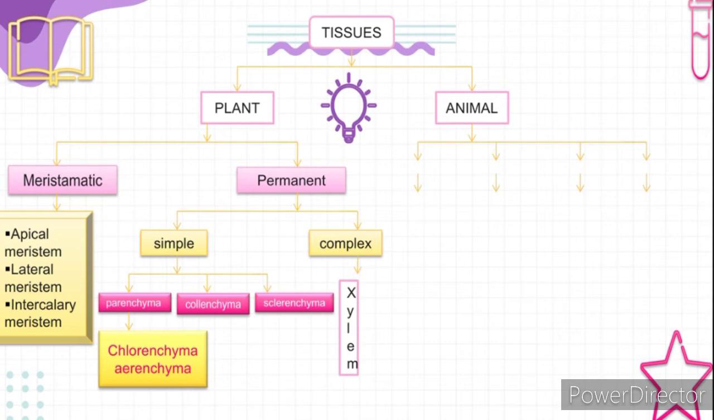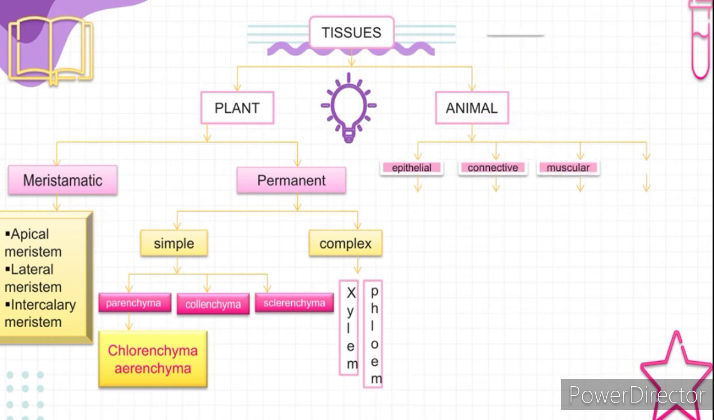Complex tissues are of two types: xylem, and the second type is phloem, and their function is to transport water and food. Now let us come to animal tissues. There are four types of animal tissues: epithelial tissues, connective tissues, muscular tissues and nervous tissues is the last one. Now let us learn about each of them. Let us learn the subtypes.